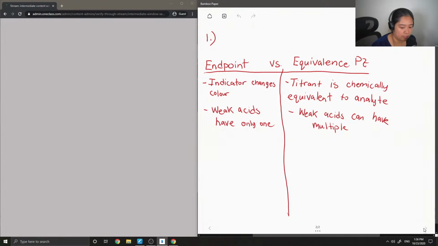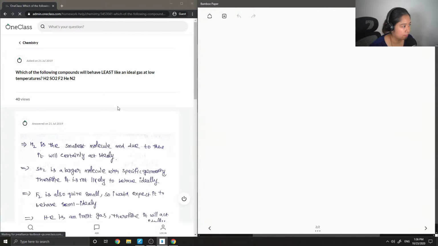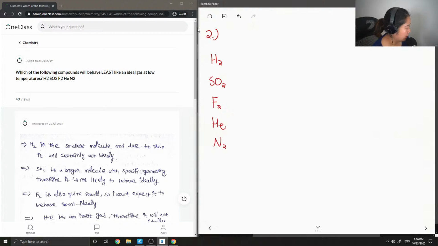Okay, so let's move on to question number 2. Which of the following compounds will behave least like an ideal gas at low temperatures? So we have H2, SO2, chlorine, helium, and nitrogen.